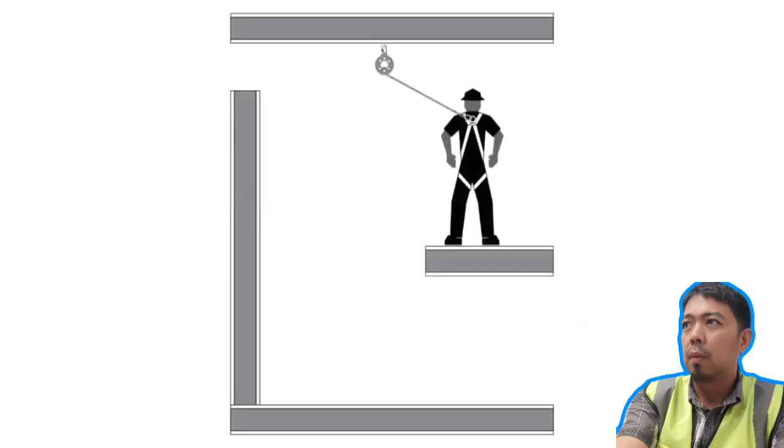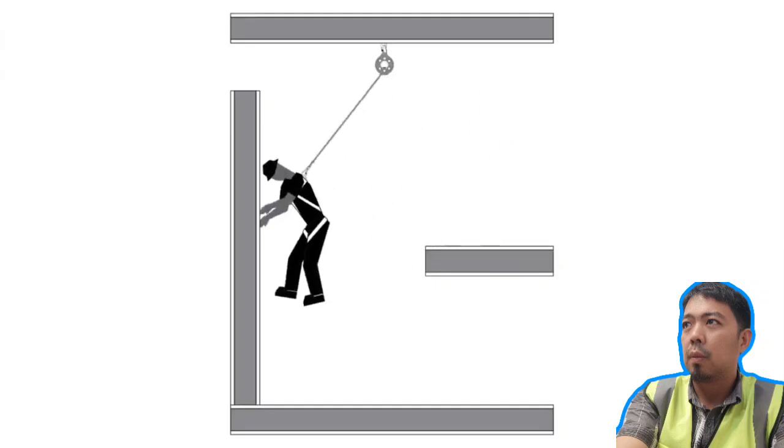Another consideration is swing fall. Swing fall occurs when the worker falls while not being directly beneath the overhead anchor point. This can cause the worker to swing into adjacent obstructions rather than dropping straight down.